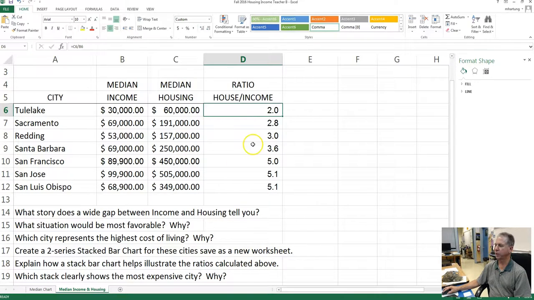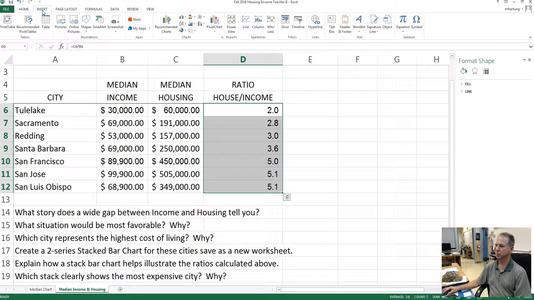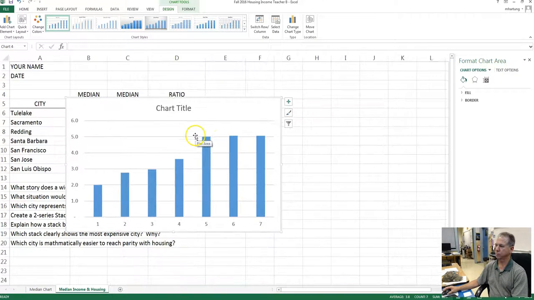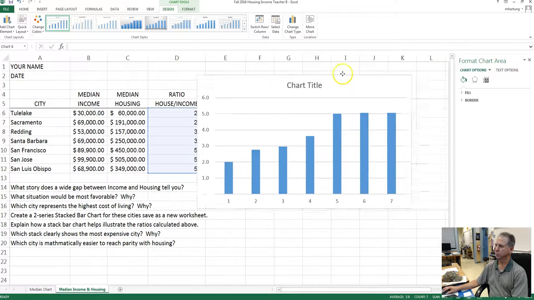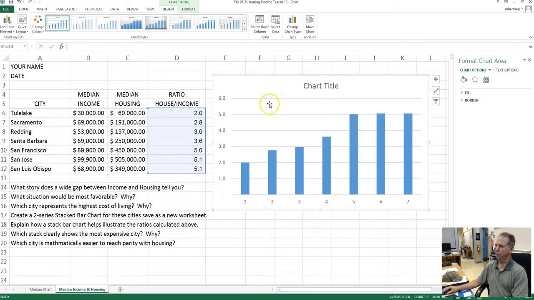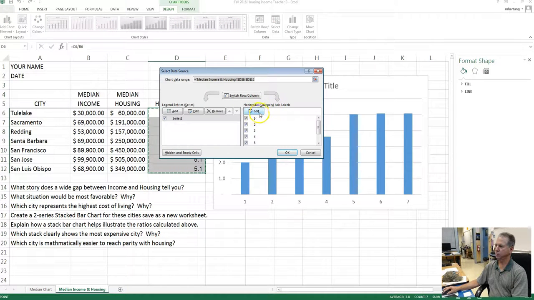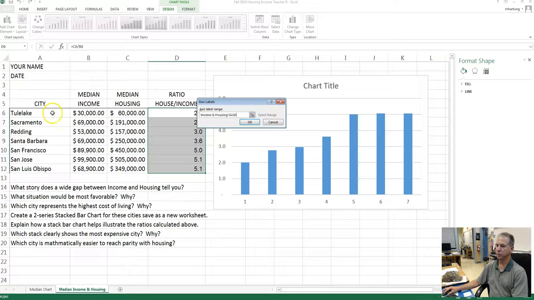And then if we wanted to, we could create another graph that is a graph of the ratio. So we'd select our values again, click Insert, and once again we'll use that column chart. And right-click, select Data, edit our x-axis to include the city names.